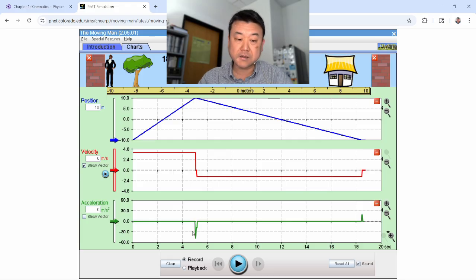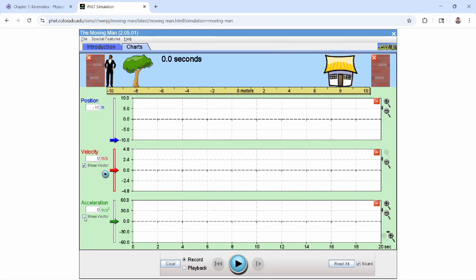Not like this, but like a non-zero constant acceleration. So let me clear everything, show acceleration vector. So let me see, I need to figure this out. I think if I do 1 meter per second squared, it'll be too fast. Let me try 0.3. Let's see how that works out. I'm gonna stop the simulation when it gets to the end, and then I will turn the acceleration around, having come back.